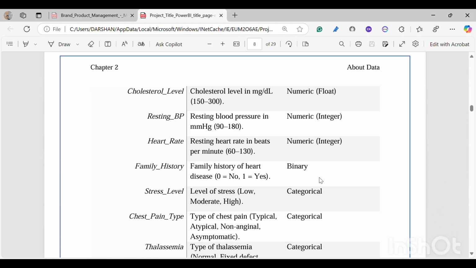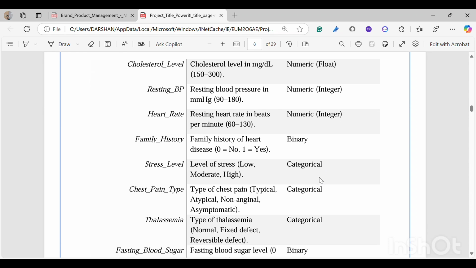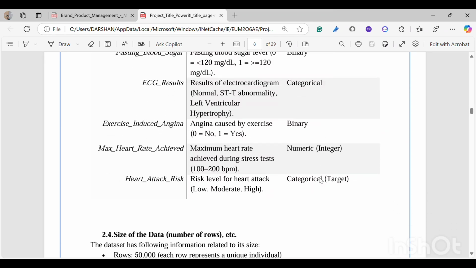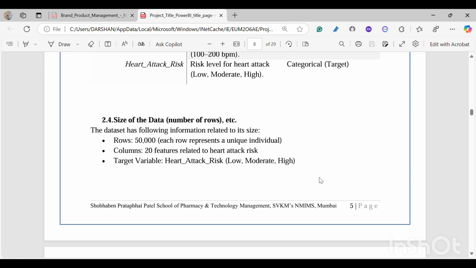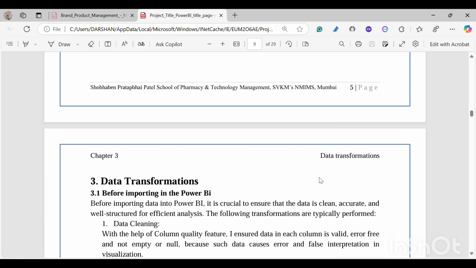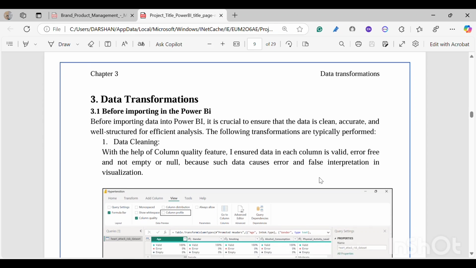As you can see the entire data set, we can clearly identify these are the input variables. So the size we already covered: 50,000 rows, 20 columns, and a target variable, heart attack risk. So let's jump into the data transformation.